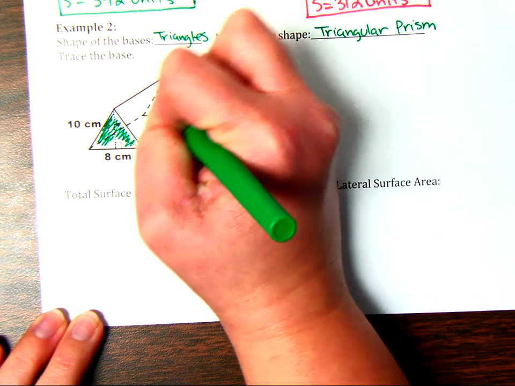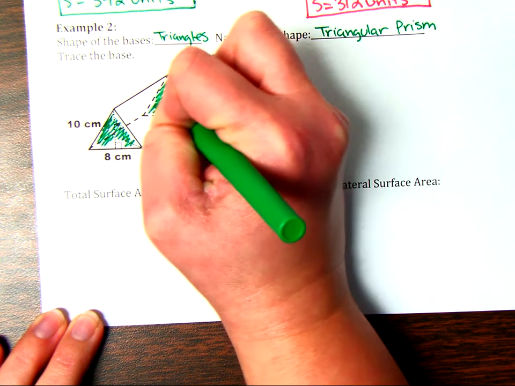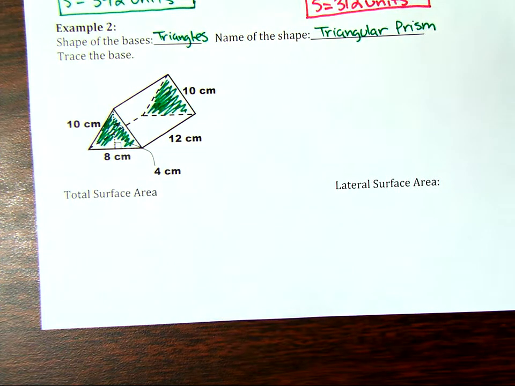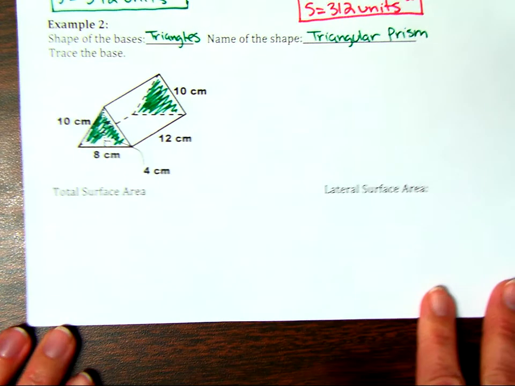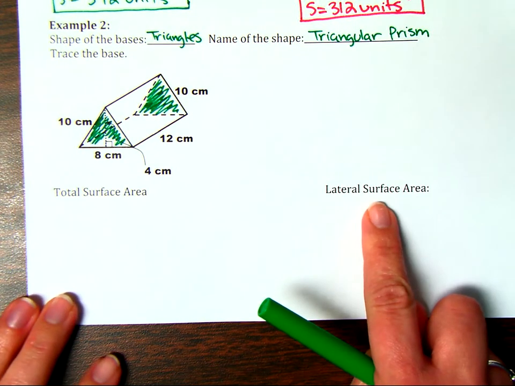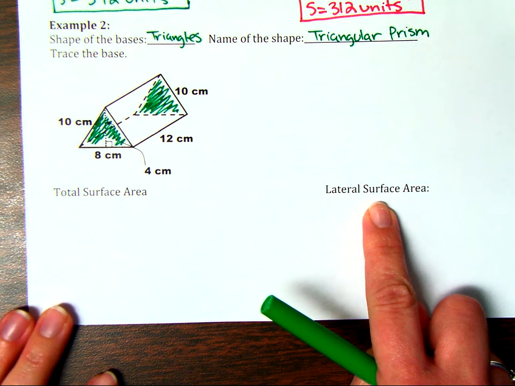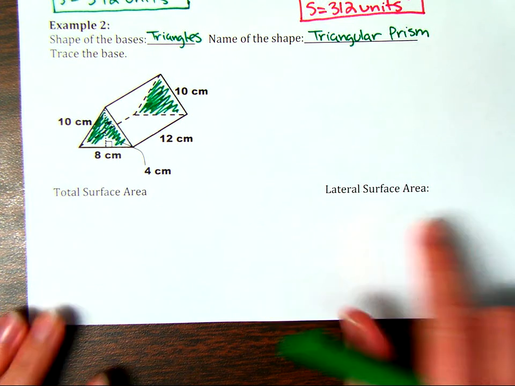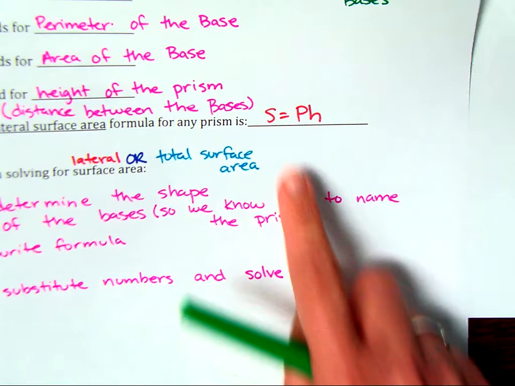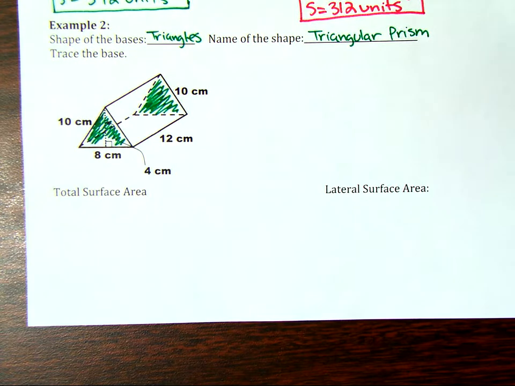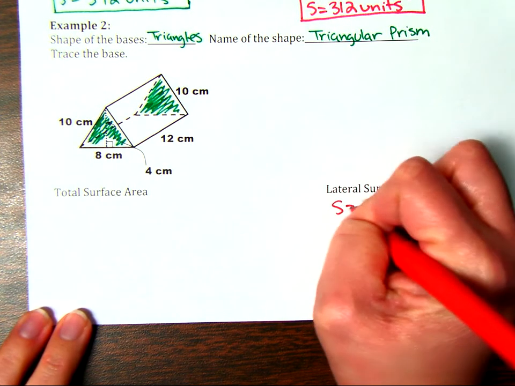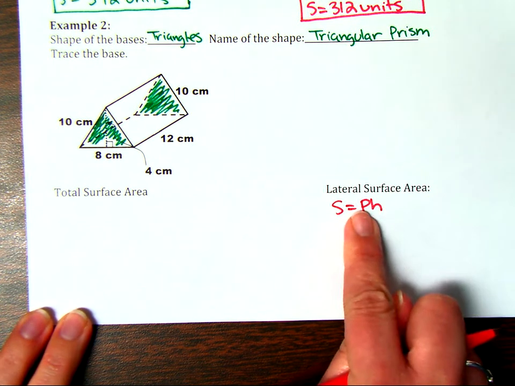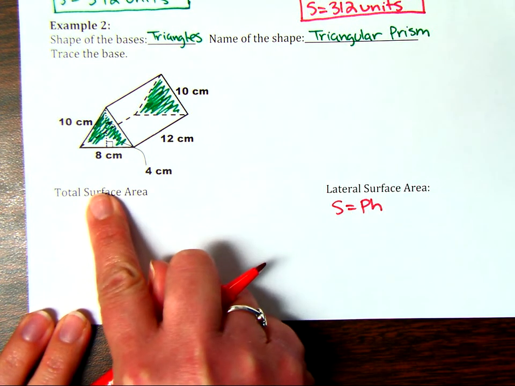So those are my triangles. Again, we could unfold this and those three faces would be the rectangles, so that's how we're going to find the lateral surface area. But instead of having to find the area of three rectangles, we're just going to use our formula that we know now, S equals pH. So S equals pH.